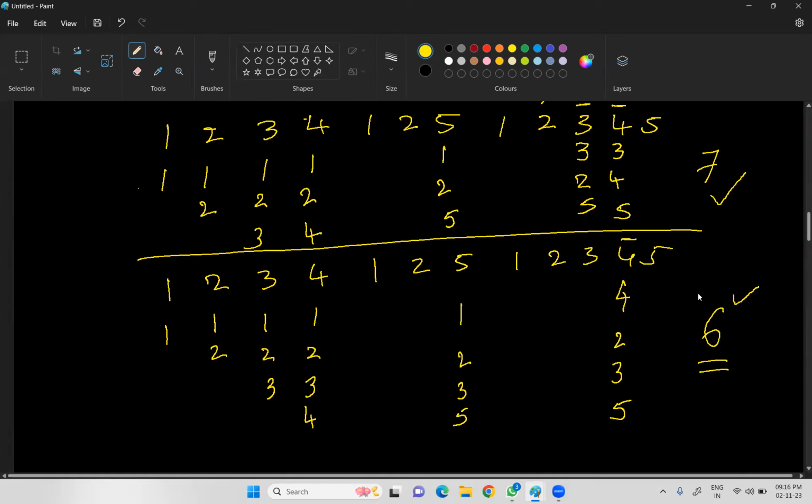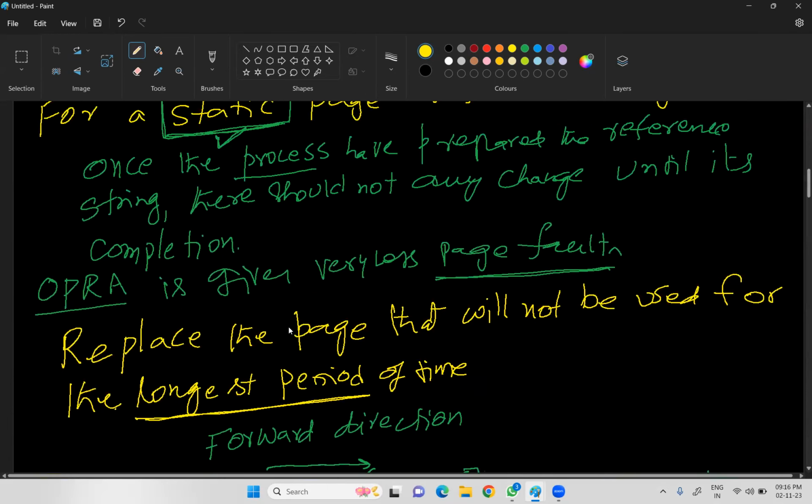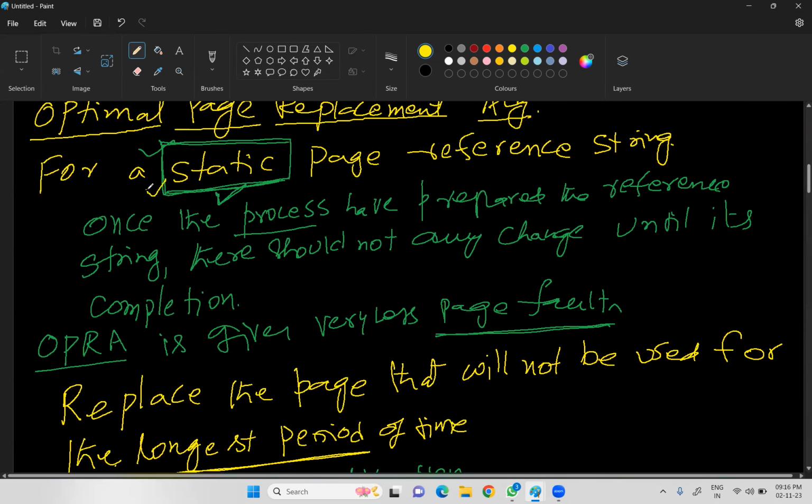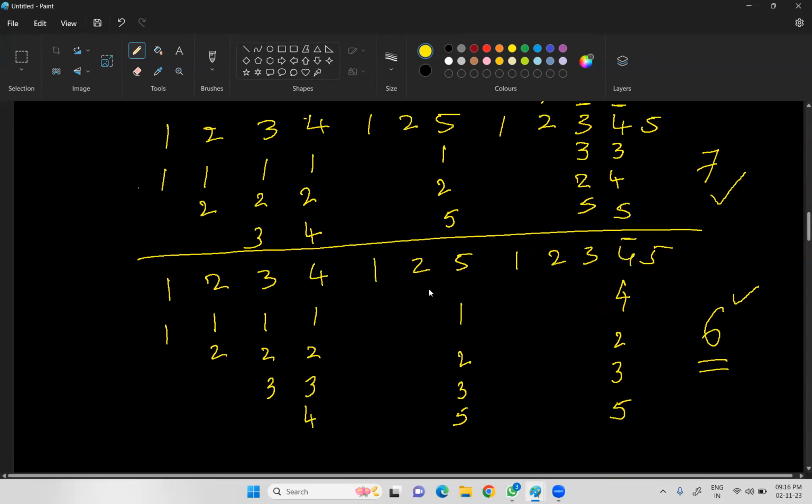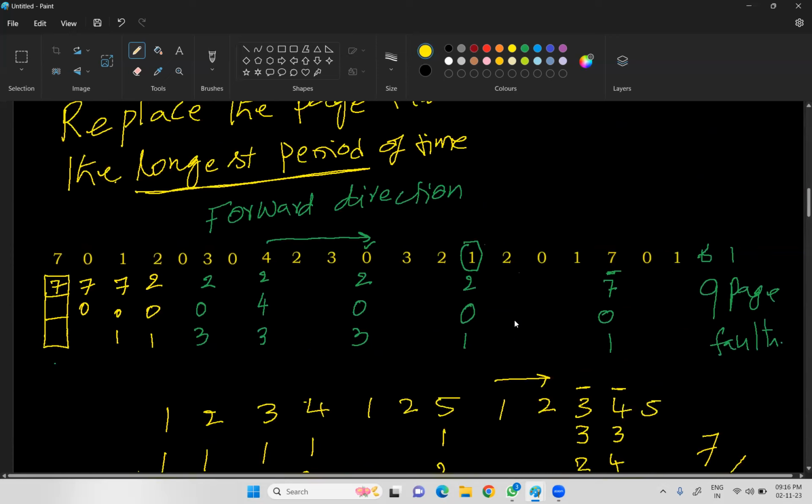There is no problem with optimal. So optimal can be useful for you, but there is a condition. What is that condition? This is the condition: static. I am always pointing to this. If a static page reference string can be provided to your operating system, then optimal is very, very good. So that is the optimal page replacement algorithm. It does not suffer from Belady's anomaly, and it is a very good page replacement algorithm.